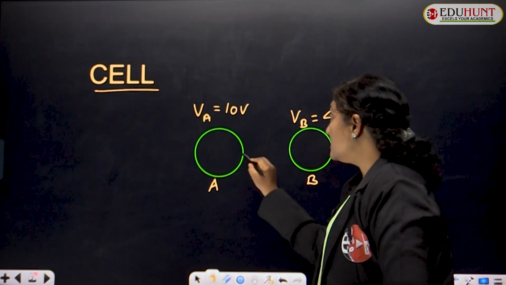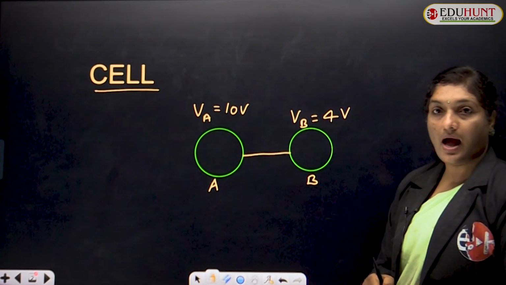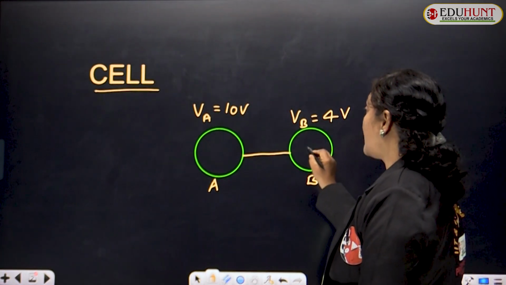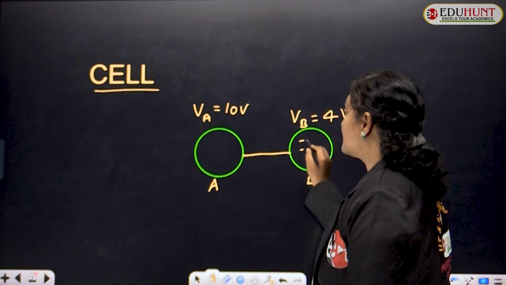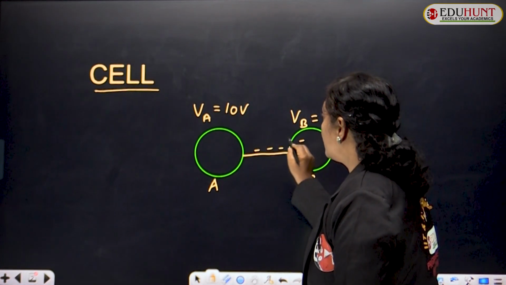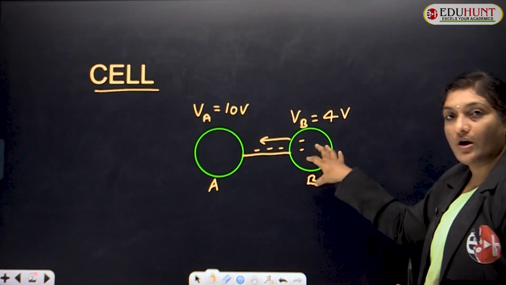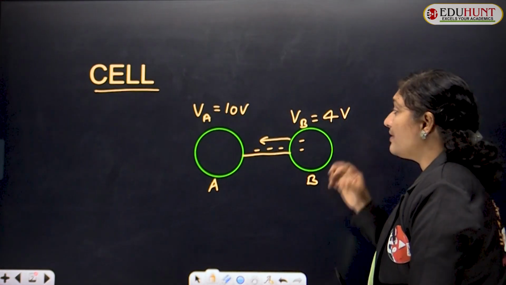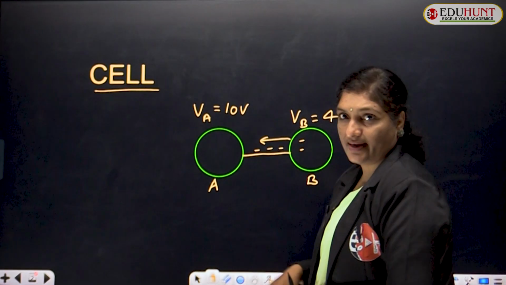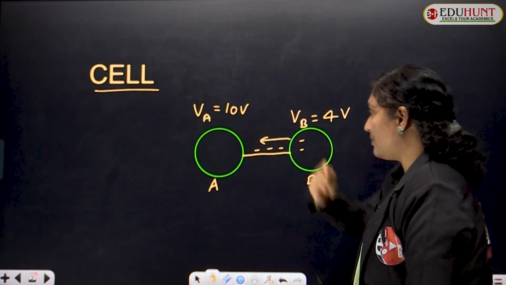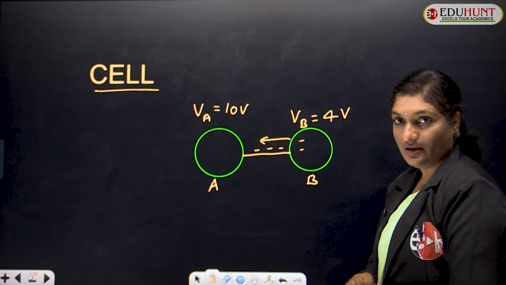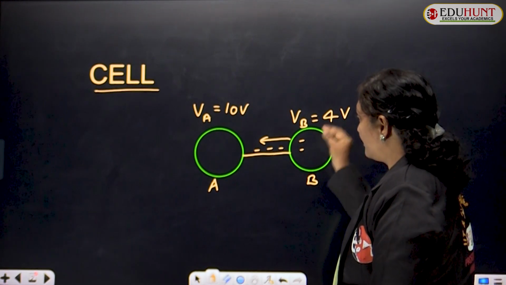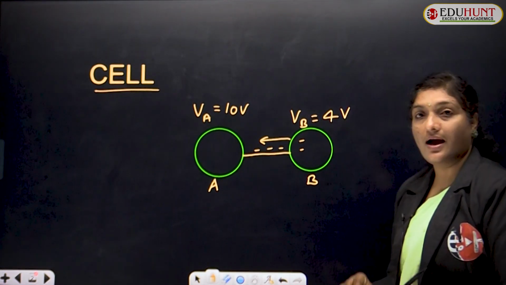Whenever these two spheres are joined with the help of an electric wire, the electrons start flowing. The electrons start flowing from the sphere of lower potential to the conductor of higher potential. So whenever two charged spheres are connected as shown in the figure, one maintained at higher potential, the other maintained at lower potential, electrons start flowing from the conductor at lower potential to the conductor at higher potential.